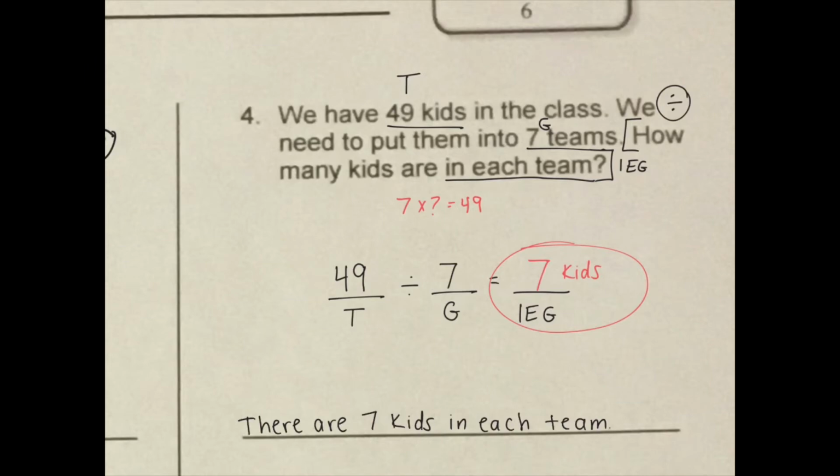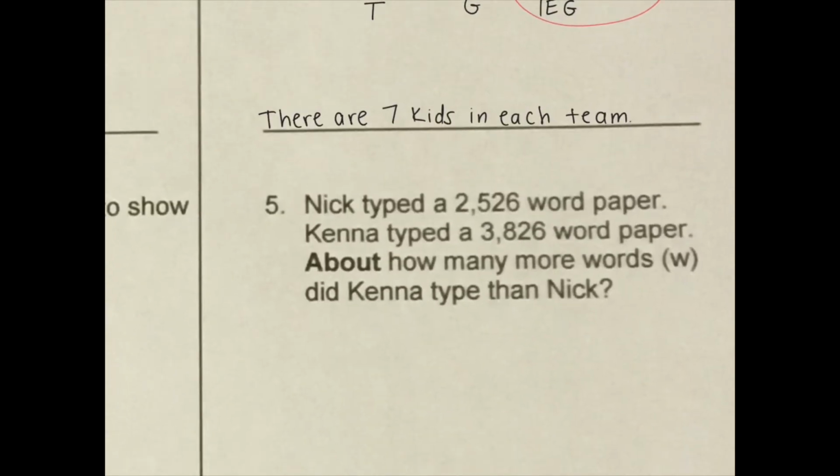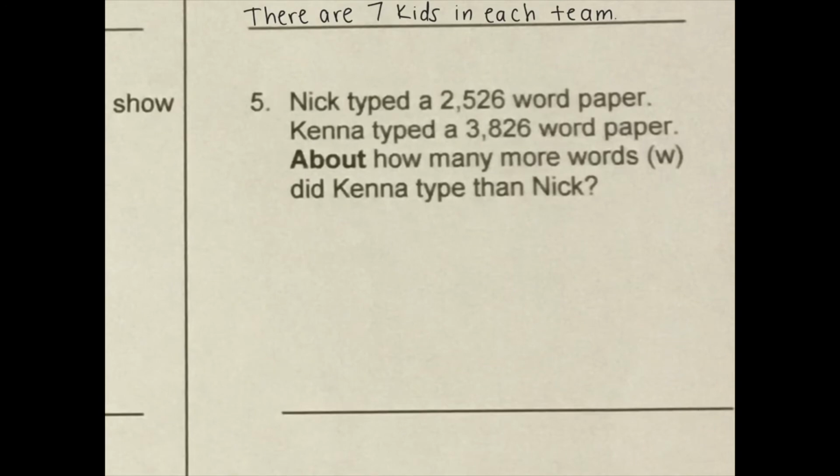All right, let's check to see if our answer is reasonable. I would say if there's 49 kids, putting them in 7 teams, 7 kids in each team would make sense. And also double check your work with a calculator if you didn't already. All right, number 5. Read and visualize.